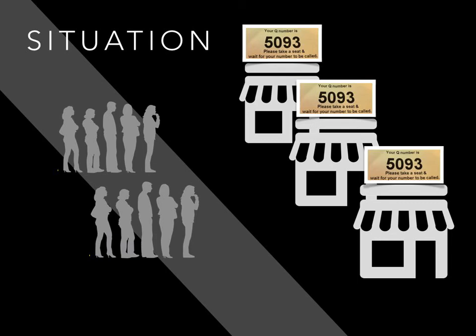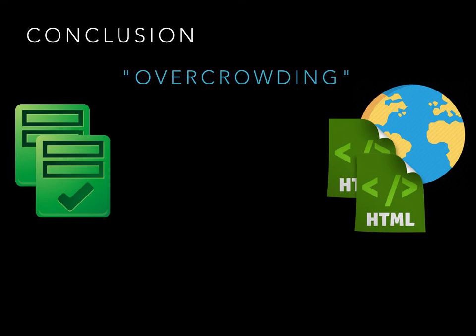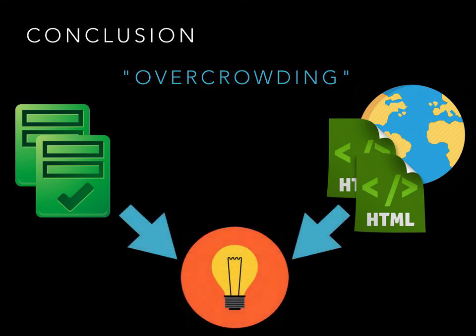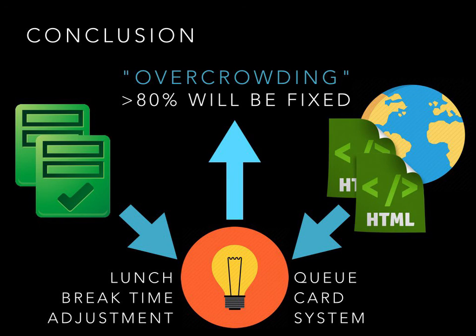Simple but effective. To sum up, there are many problems in the university canteen, and the problem that everyone considers the most crucial and needing to be solved immediately is overcrowding. Through the many researches that we gathered, including our questionnaire, the solutions determined to be appropriate to be applied and used in Thailand are lunch break time adjustment and the queue card system.